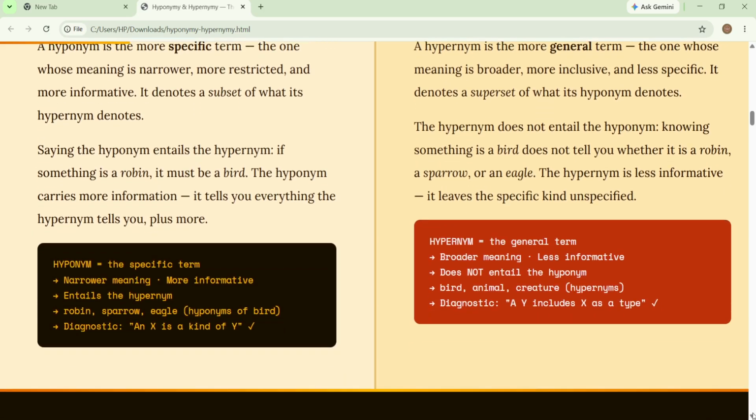So this is what I'm saying. The hyponym, the specific term, narrower meaning, more informative, entails the hypernym: robin, sparrow, eagle are hyponyms of bird. This is the diagnostic test that is used: X is a kind of Y. Whereas hypernym, the general term, broader meaning, less informative, does not entail a hyponym. Bird, animal, creature are hypernyms. Diagnostic: Y includes X as a type.